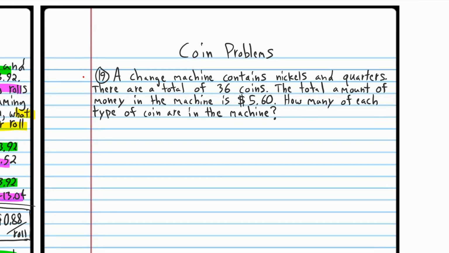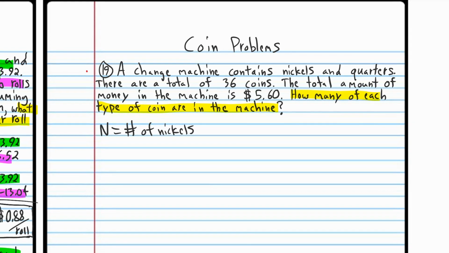First, let's write what our variables are going to be equal to. How many of each type of coin are in the machine? So we'll let n be the number of nickels. So we're counting things. We're not counting price per thing. We're just counting things. Q is going to be the number of quarters. We're counting numbers of things, not price per thing.